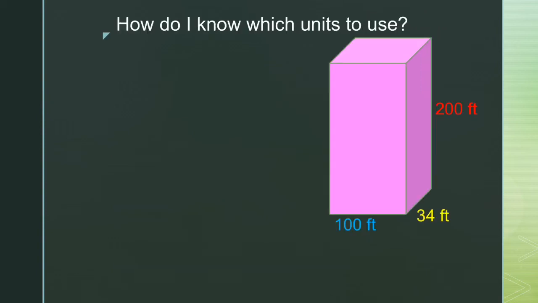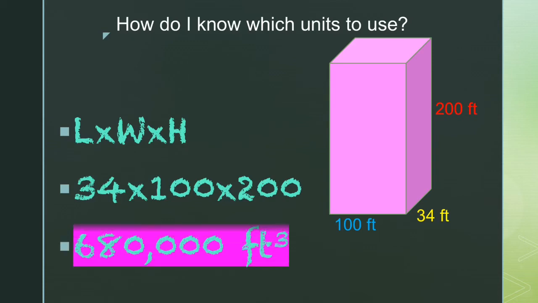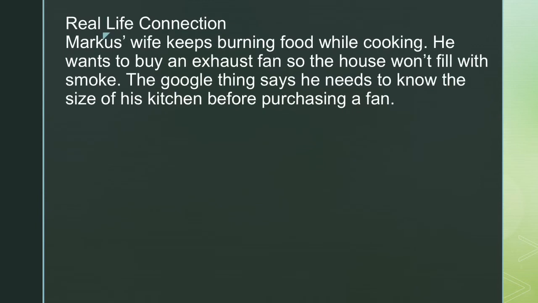Now here's one with larger numbers, but same formula. All we're going to do again is start with length times width times height, substitute any of the numbers into each of those places. Doesn't matter which number goes where, just make sure you use all 3. And then we're going to do some quick math, 34 times 100 times 200, get a calculator if you want, 680,000 feet cubed. In this case it's feet because that's the units that are given.